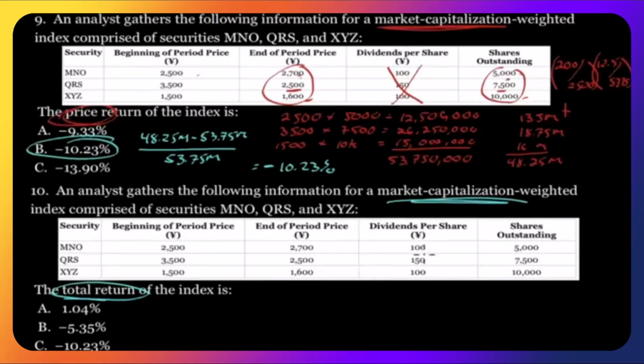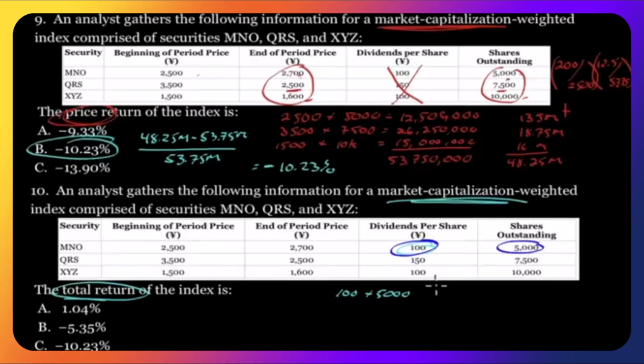So let's go. What are my dividends? Here's my dividends per share. There's my outstanding shares. So let's go. I have 100 times 5,000. 5,000 shares. Dividends per share is 100. This is 5,000 shares.